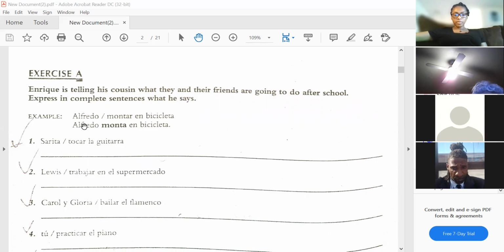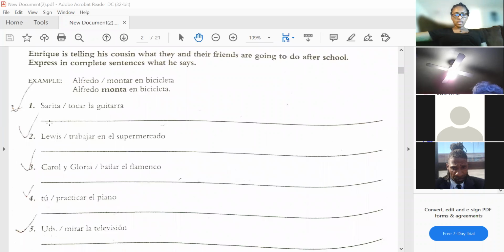We have our first example here. Let's see, Miss K, can you read our first example? Alfredo monta en bicicleta. And that is: Alfredo rides his bike. He rides the bike. Okay, so we're going to get some practice in here.